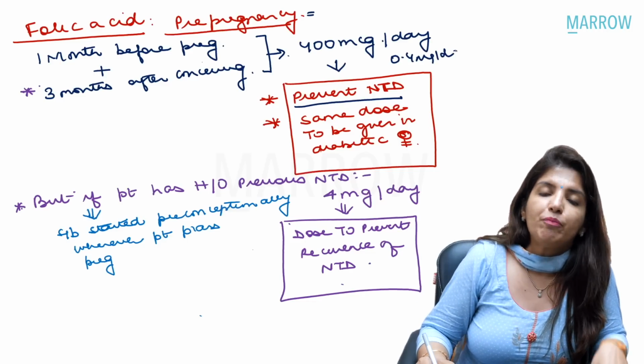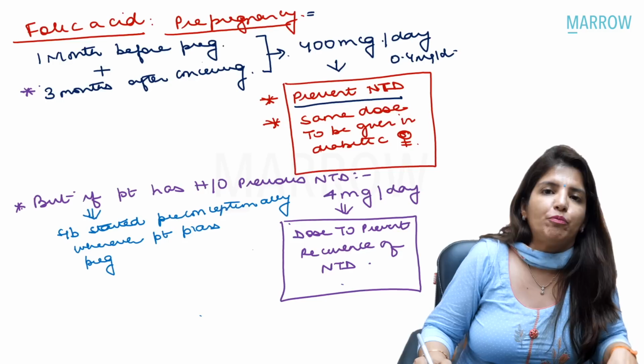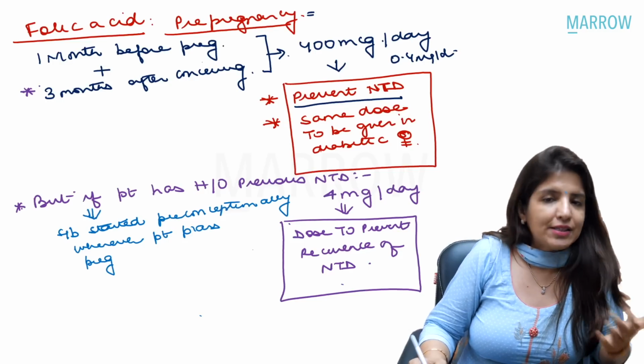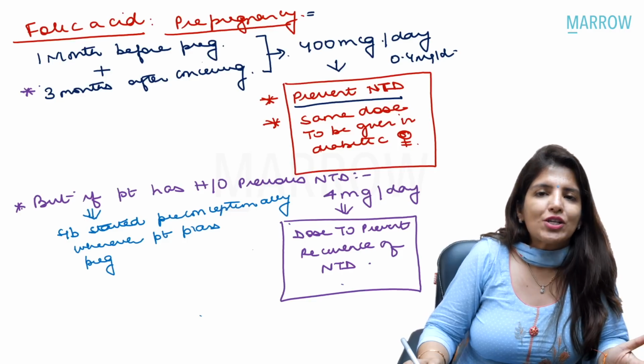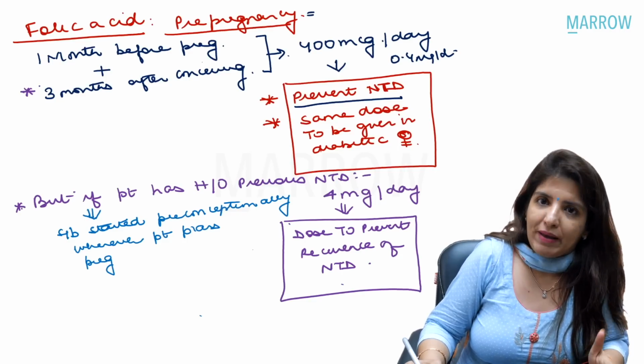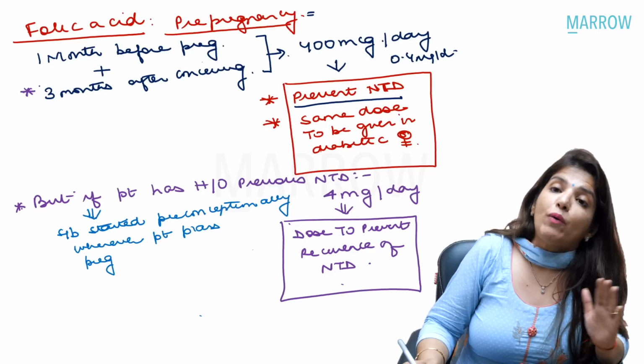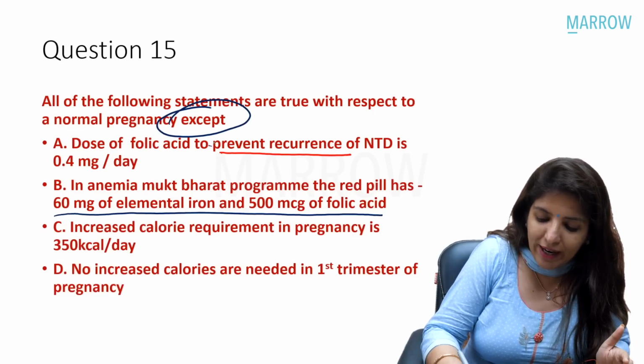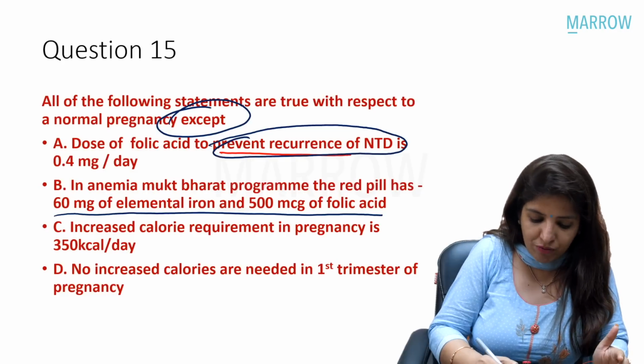And it should be given preconceptionally 1 month before pregnancy, and it should be continued for 3 months after conception. And this is the dose which has to be given to all pregnant females. Right? This is to prevent neural tube defect. Now, suppose your question is saying to prevent recurrence of neural tube defect.